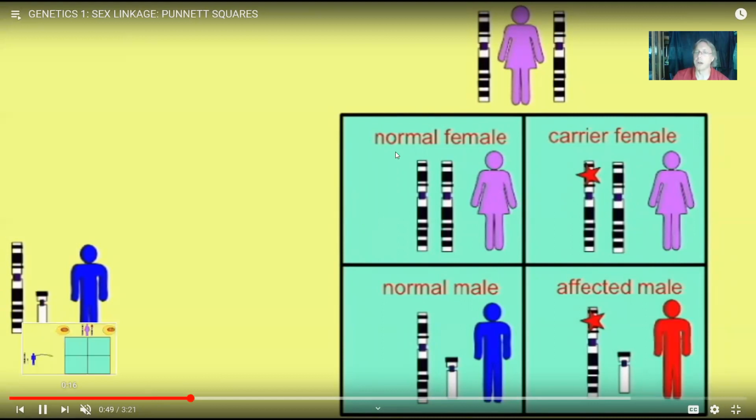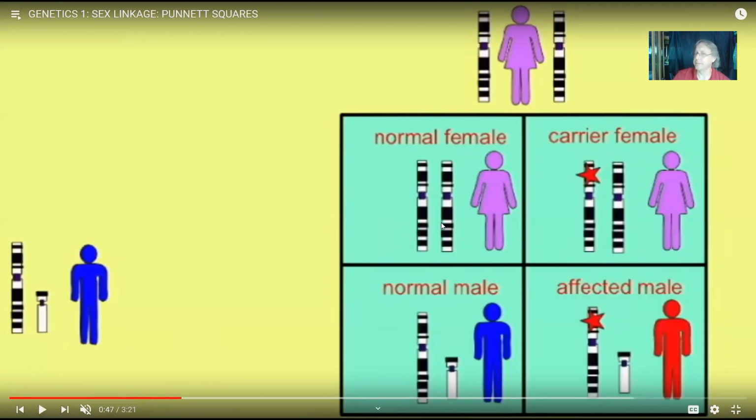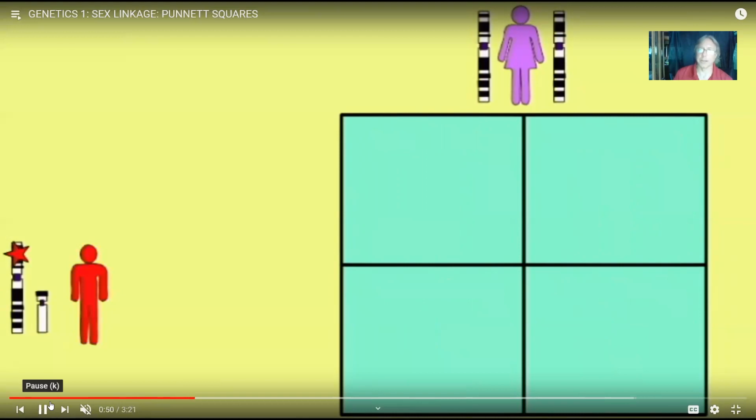So the children of this couple would then be, half of the females would be normal phenotype non-carriers, half would be normal phenotype carriers, half the males would be normal, half the males would be affected. Remember, males cannot be carriers for a sex-linked trait.